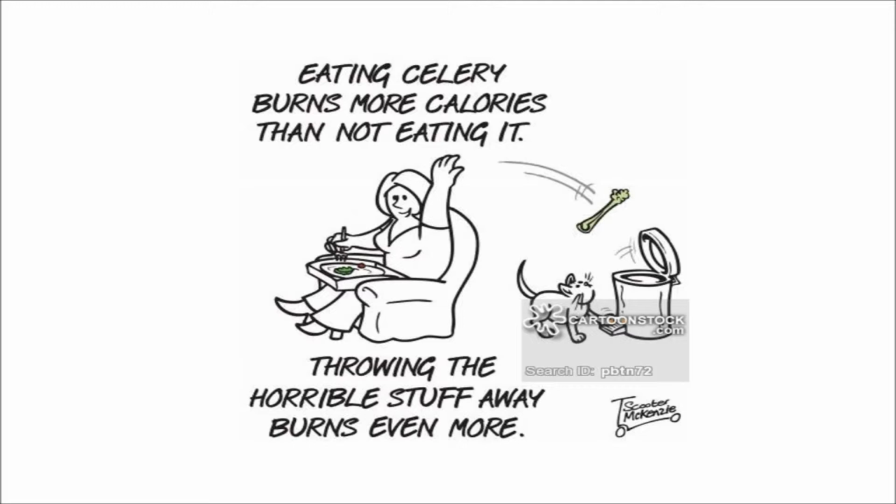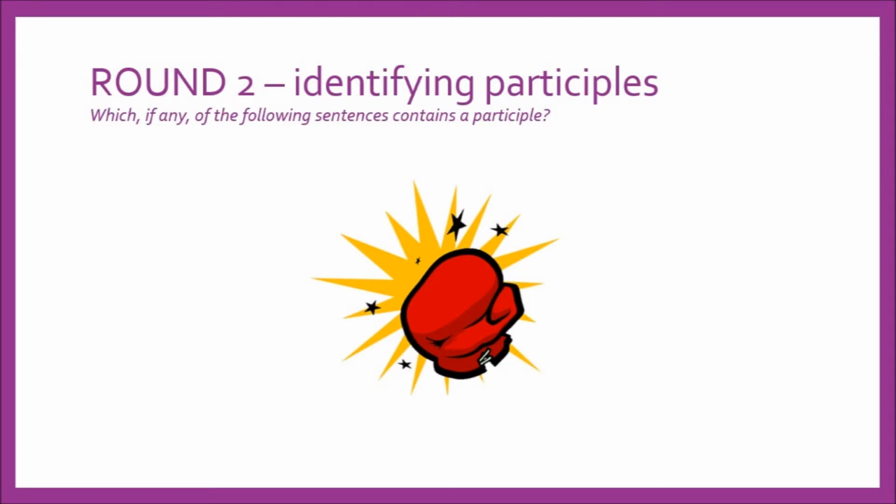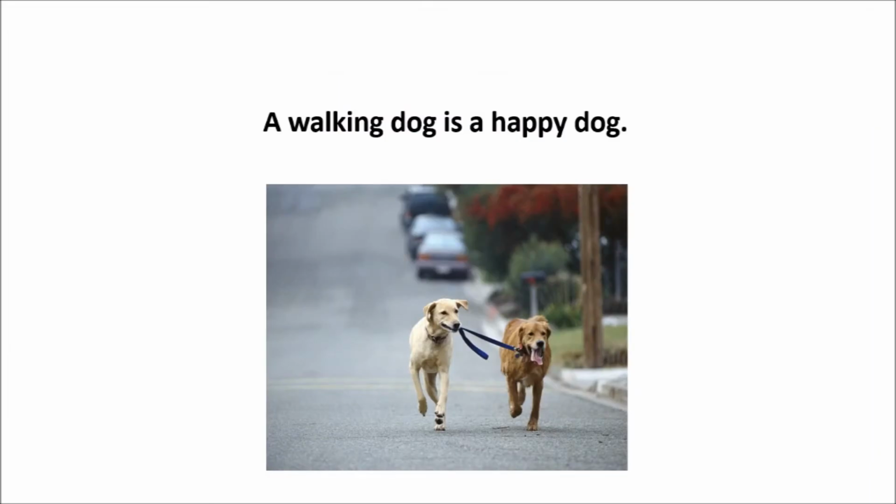Alright, let's move on. Round 2, let's look for some participles. A walking dog is a happy dog. We've already seen this word once as a gerund, but if you read the sentence carefully, you'll see it's a participle in this case. It is modifying the subject of the sentence, dog.